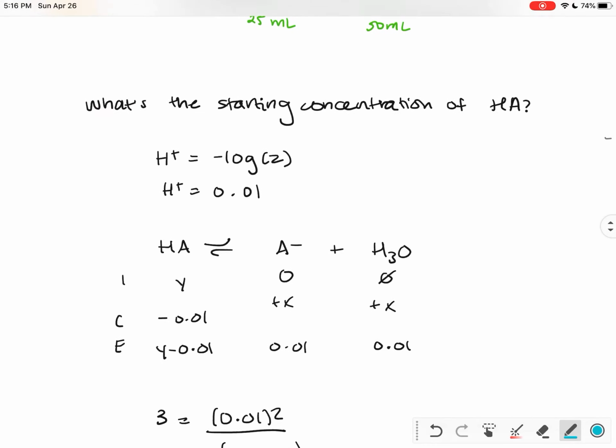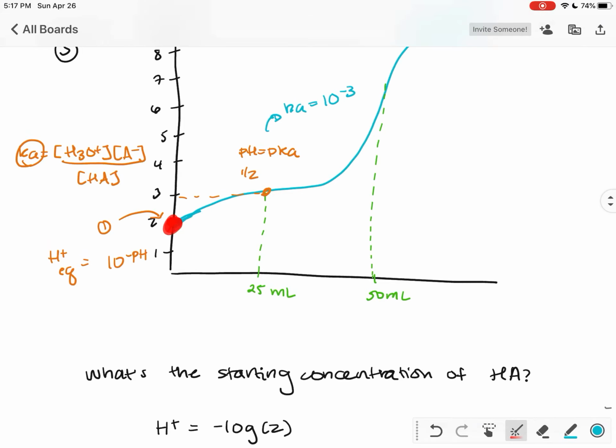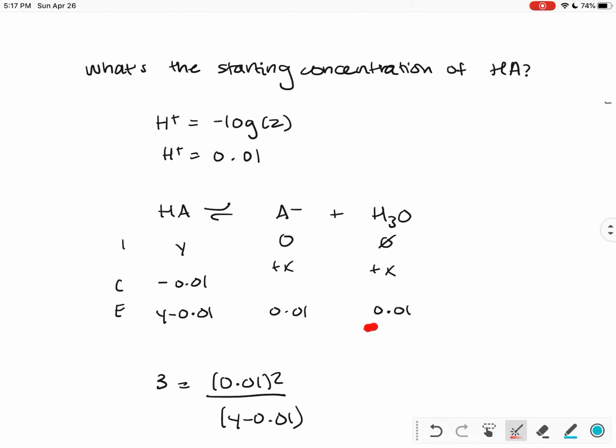Okay, so then if I'm solving this problem, I'm going to put everything into my ICE table. The thing that I know is the 0.01 because we just found that, and the plus x is because that's the change. So this means that x is actually equal to 0.01. And that means that this increase is going to be the same too, so we're going to get 0.01 here as well.